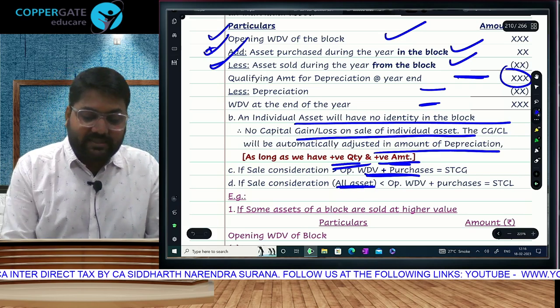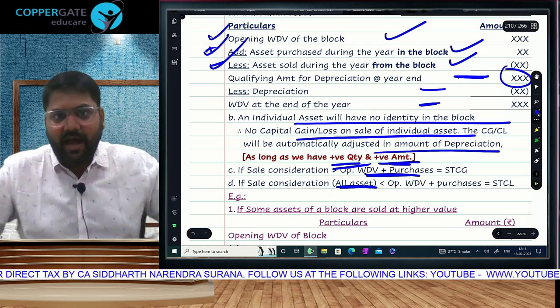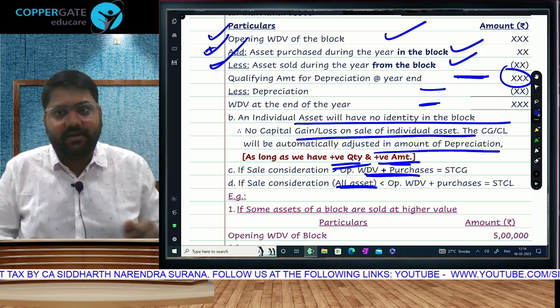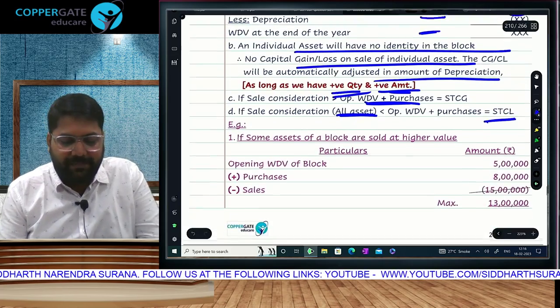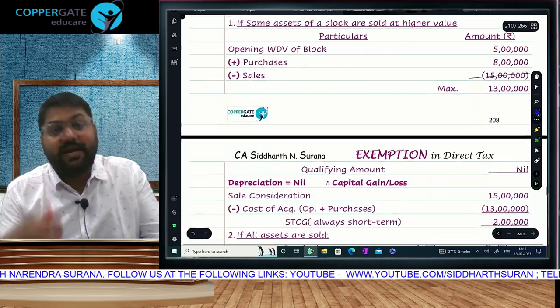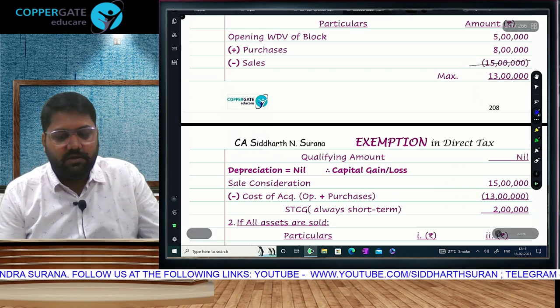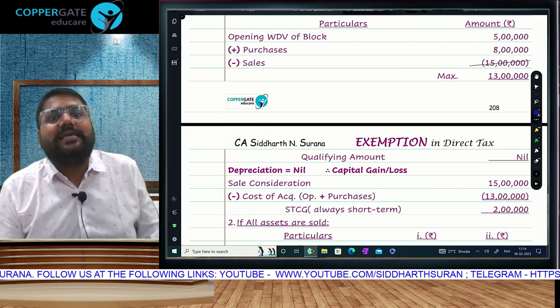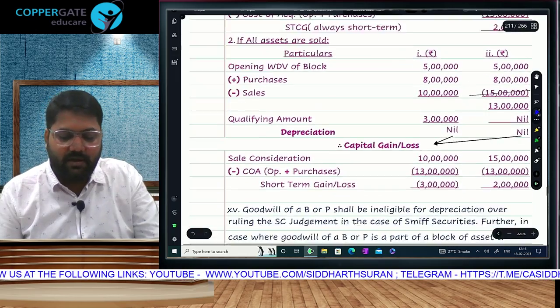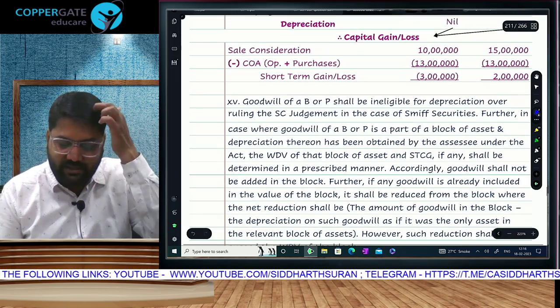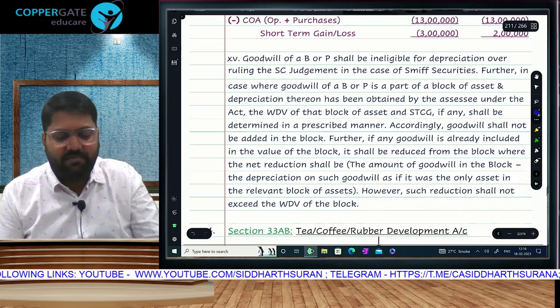And if all assets are sold, everything is sold, it can be higher price or lower price, but then you don't have any asset left, then that will result in a case of short term capital loss. So some assets sold at higher price will result in gain because amount is going away. All assets sold, whether higher price or lower price, it can be gain as well as loss depending upon higher price or lower price. The examples are given out here, and last year an amendment took place.